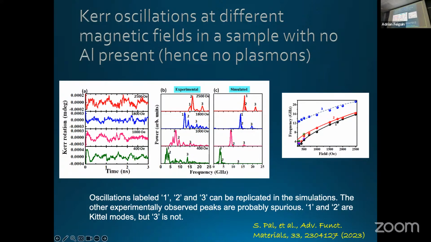1 and 2 obey the Kittel formula, and are definitely Kittel modes. 3 is not a pure Kittel mode. So it has some mixture of, this is basically a hybrid magnetodynamical mode. There's some mixture of the phonons coming from the periodic heating and cooling of the laser being mixed into the spin wave.